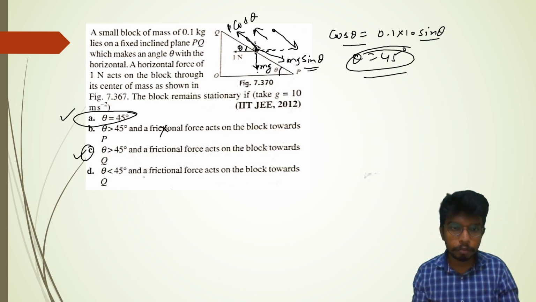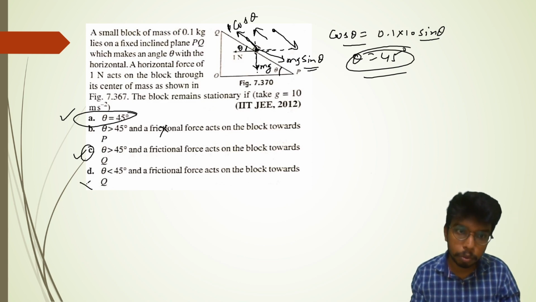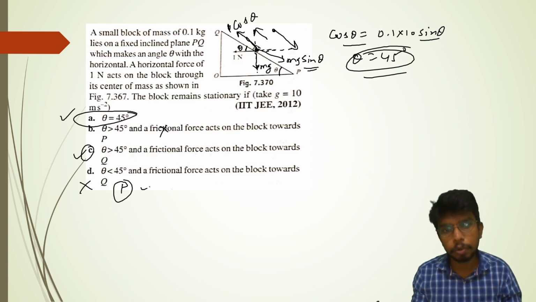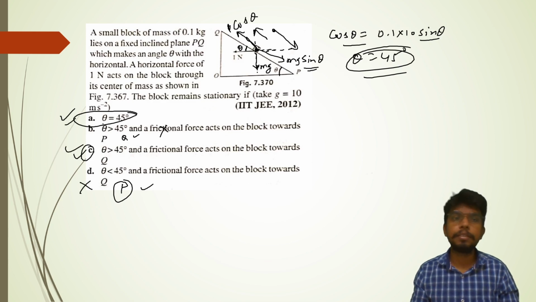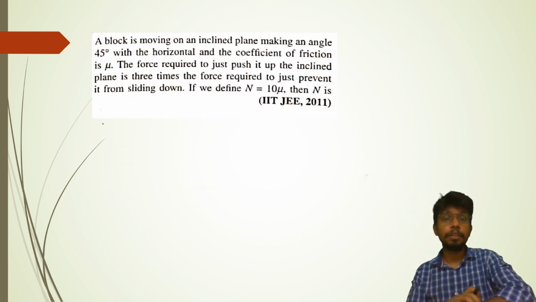So when theta is less than 45 and a friction force acts on the block towards Q, no. If it would have been P, it would have been a correct result. If it would have been Q, it would have been a correct result. But right now A and C is the correct result. This is the last question.